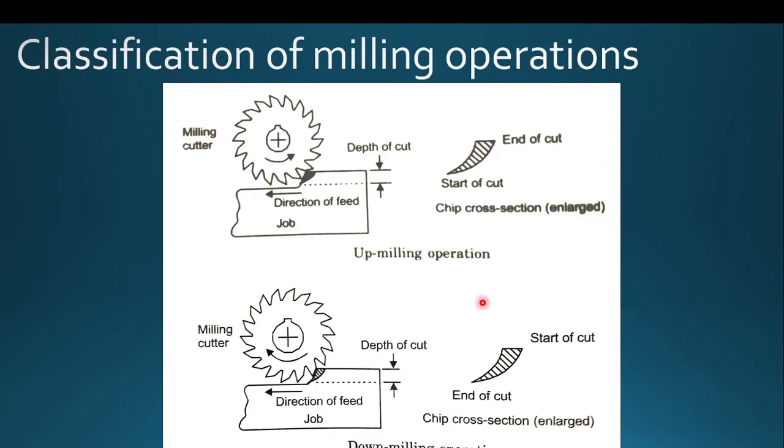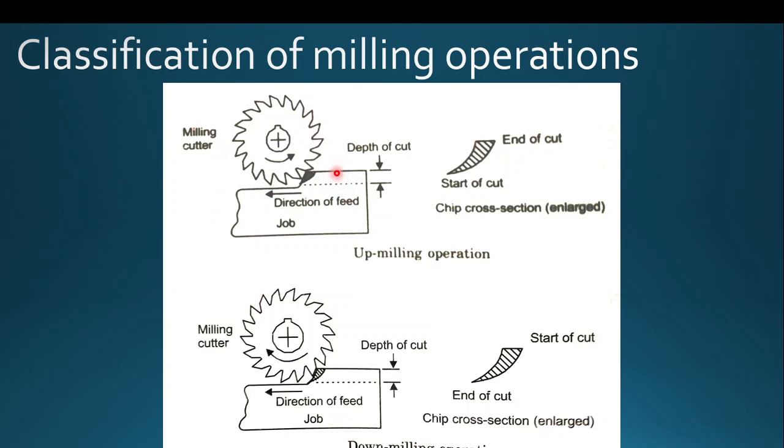Before getting into the various types of milling operations, first we have to know the two basic classifications of milling operation. Generally, the milling operation is divided into up milling and down milling. Up milling is just feeding your workpiece towards the rotating tool in this way. That is, your tool rotation is against the direction of feed of your workpiece.